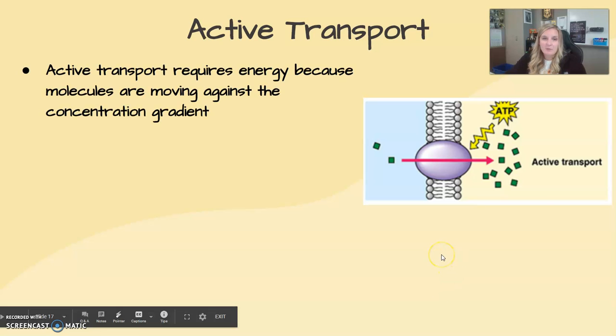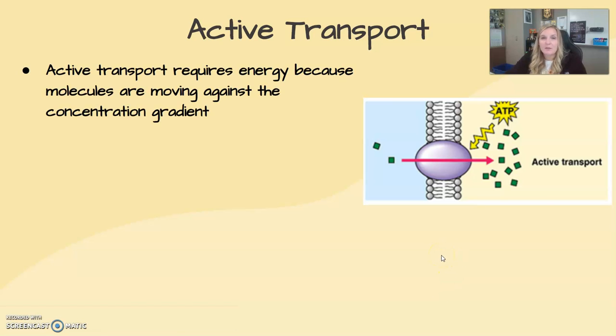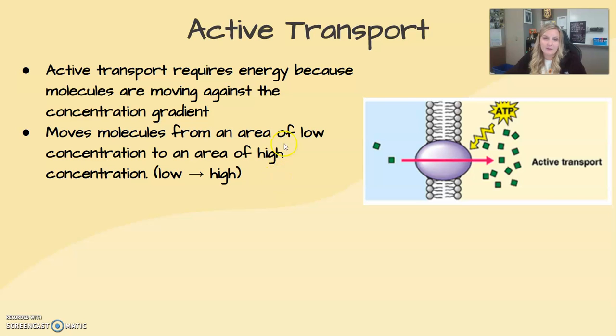So active transport requires energy because molecules are moving against the concentration gradient. And so we're not just moving it across the membrane for it to be equal. It's moving against it to where one side ends up with a lot more of that molecule than the other. And so here we already have a ton of these molecules over here on this side of the membrane. But this pump is going to use energy in order to pump even more to this side of the membrane. It moves the molecules from an area of low concentration to high.